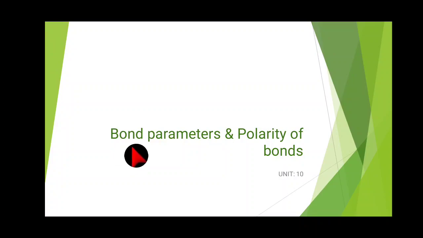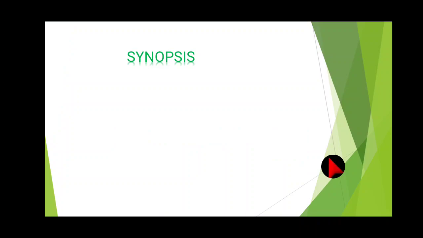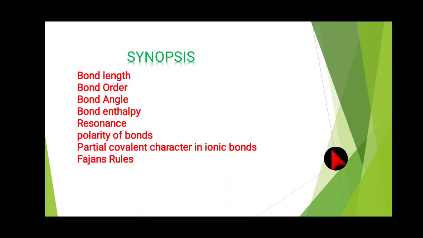Today's session we are going to discuss bond parameters and polarity of bonds. In this video, the following topics we are going to discuss: bond length, bond order, bond angle, bond enthalpy, resonance, polarity of bonds, partial covalent character in ionic bonds, and Fajan's rules. The first one, bond length.